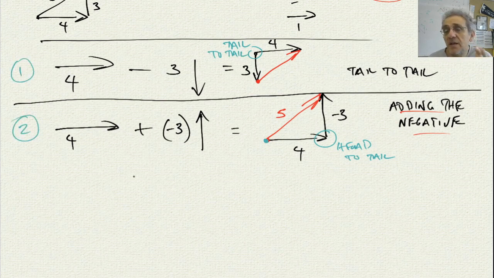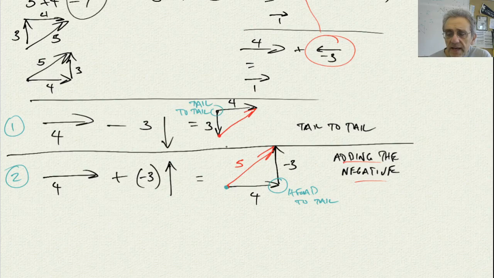Now you might think, okay, well, method number 2 is easier. But I also need you to understand method number 1. But what we don't know is which way the resultant is. That's what I'm trying to get at.